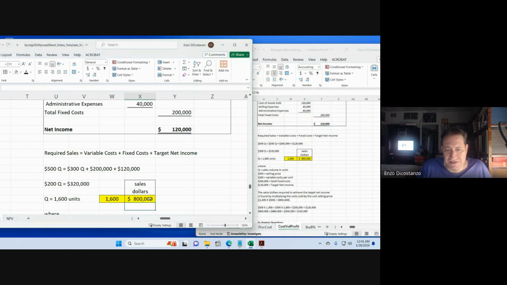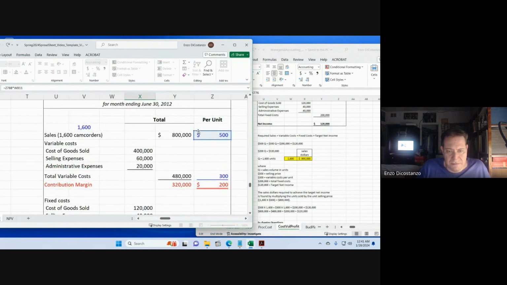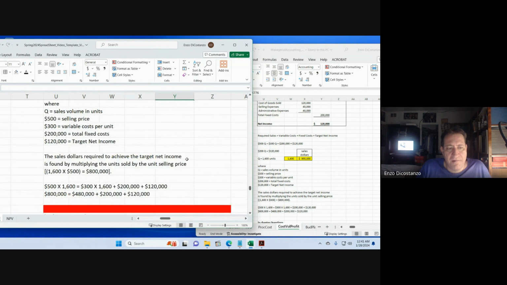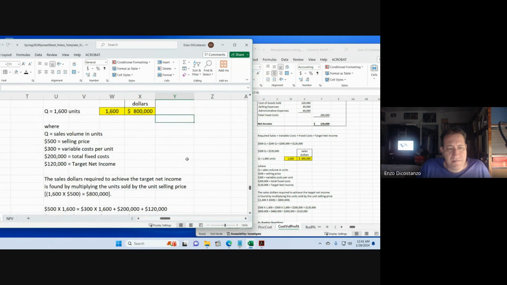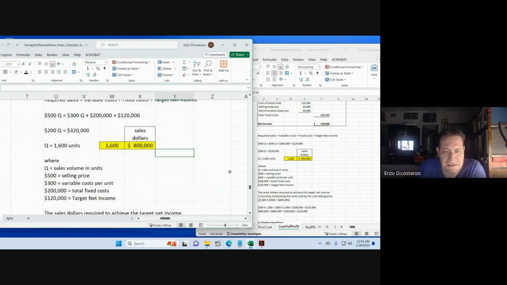This is the same thing. Sales is just the Q times the sales revenue per unit. And this is all the same stuff: fixed cost, target net income. It says sales dollars required to achieve the target income are found by multiplying the units sold by the selling price. We did that. And then this is just the proof of the mathematical equation. You take your units times all your costs and add your fixed costs plus your target income. It should balance at 800,000, which it does.